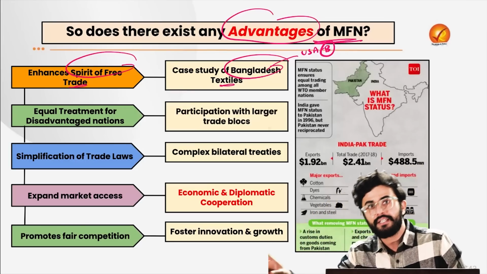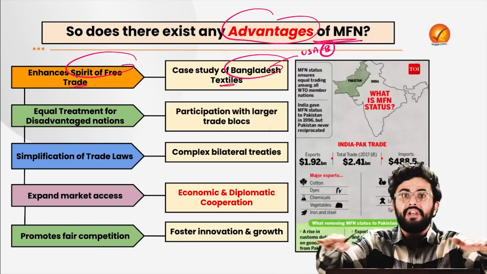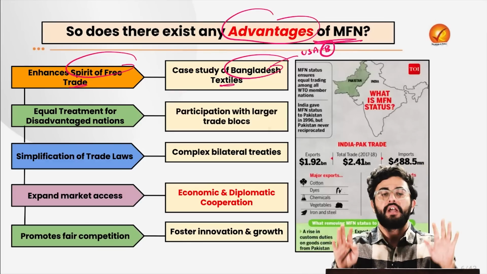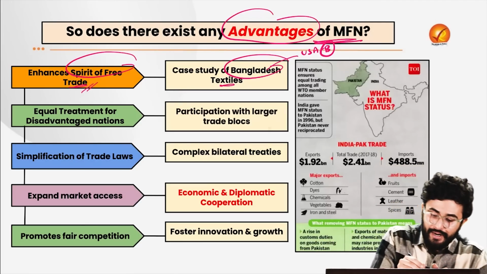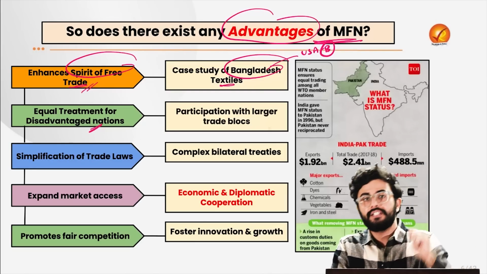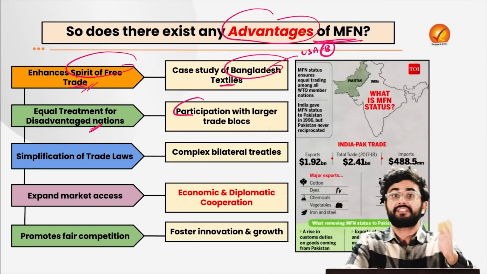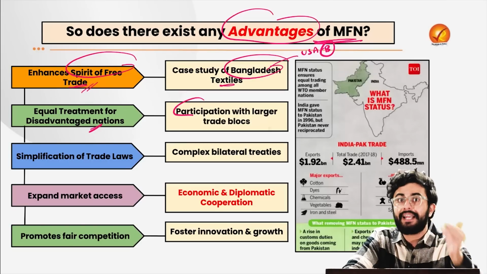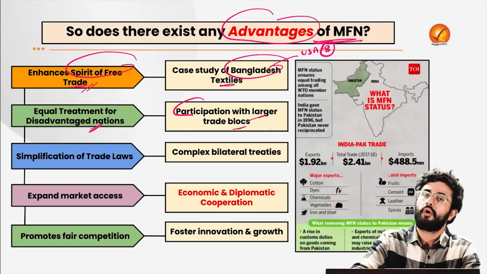will have to do the very same for Indian textile as well, thus providing an equal competitive platform. So it is going to enhance the spirit of free trade. Then it also provides equal treatment for disadvantaged nations. Let's say for example the small nations which have low manufacturing capacity or low technological advancement. So they can also participate with larger trade blocs.